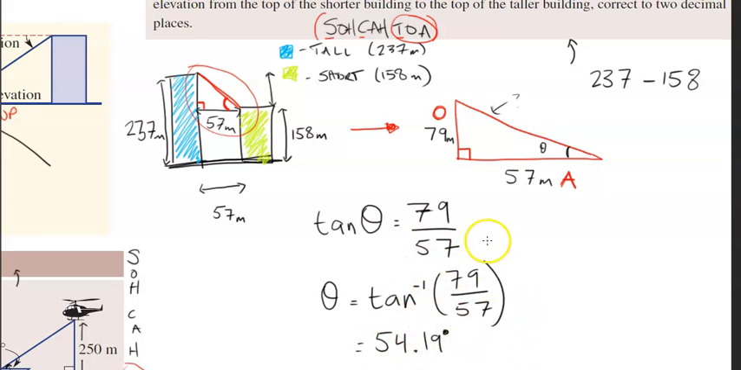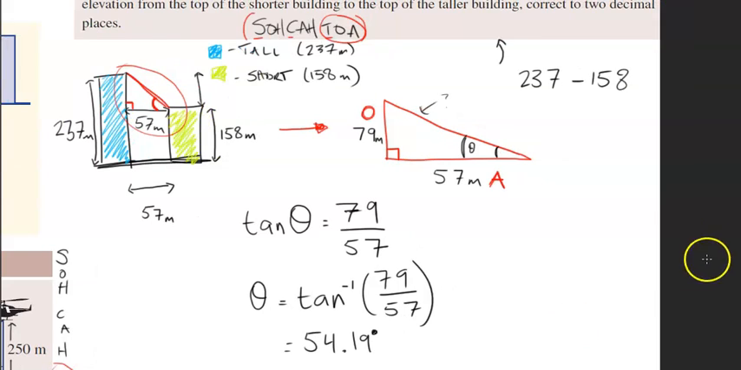Remember, we're looking for an angle. A lot of people get into autopilot mode and put 54.19 meters. No, that's an angle. We're looking for an angle, so we have to answer it in degrees. But more importantly, we have to answer in worded format as well, because it's a worded question.